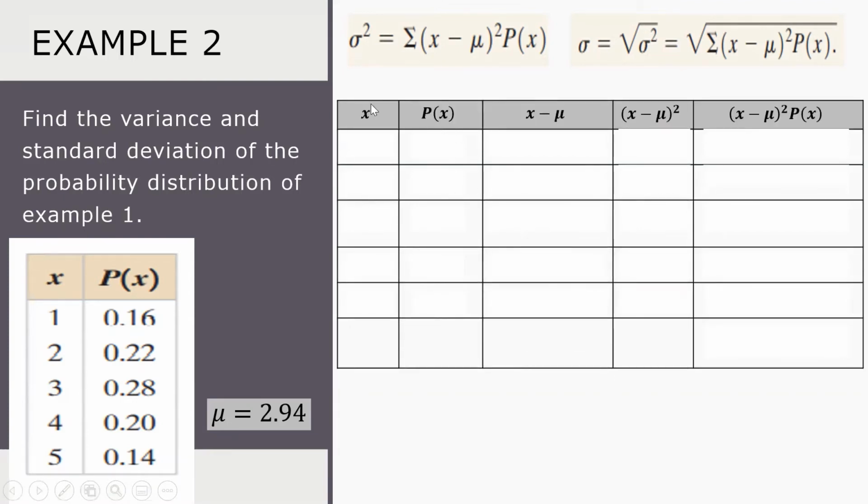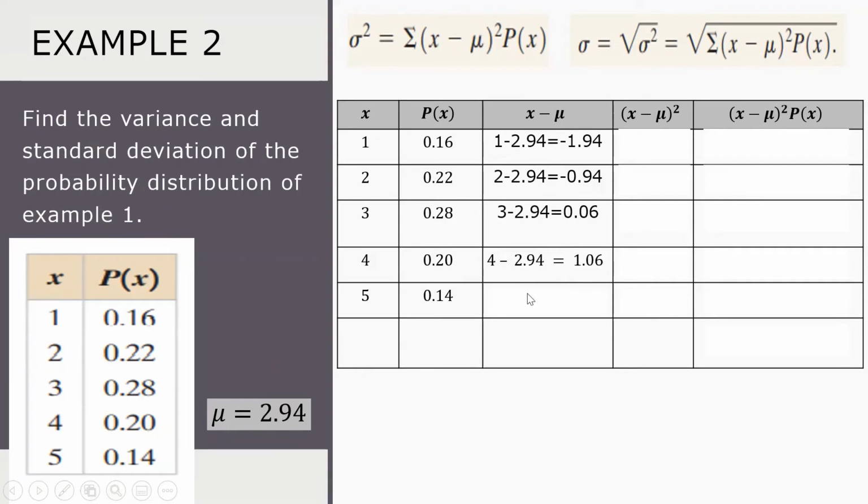Again, we need the table. The x are the values of the random variable x, so these are 1, 2, 3, 4, and 5, and the probabilities of x are these. Now, in the formula, we need x minus the mean, so we're going to subtract the mean. That is 1 minus 2.94 is this. 2 minus 2.94 is negative 0.94. 3 minus 2.94 is this. 4 minus 2.94 is 1.06. 5 minus 2.94 is 2.06.